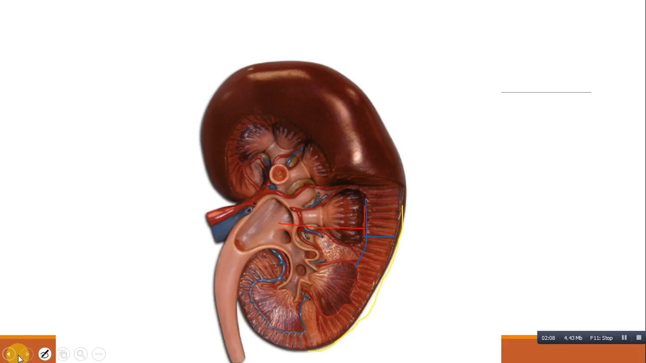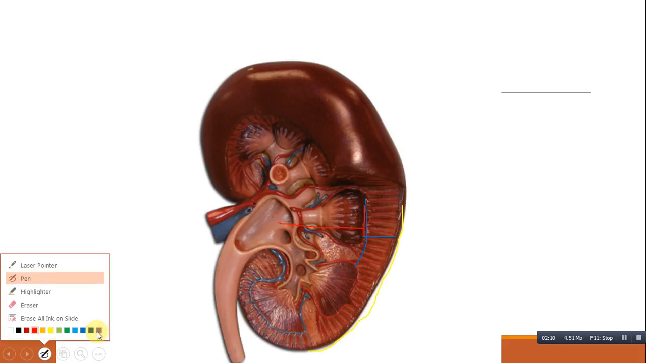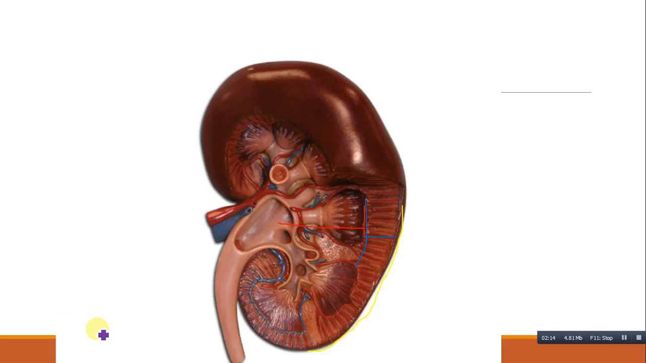Other basic structures, let me just check if I can get a suitable color. I think purple should do. So we've got some basic things to identify. We've got these little triangular-looking things, and they are pyramids. We've got one pyramid over here, another over here, another one over here, and here and here. So these are the renal pyramids.